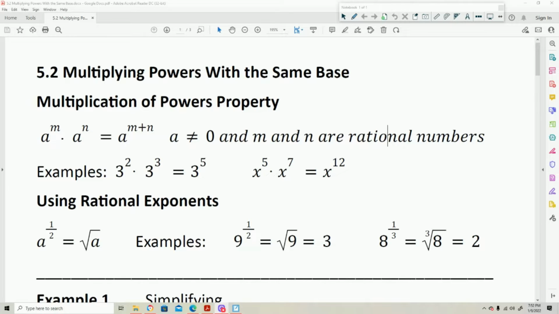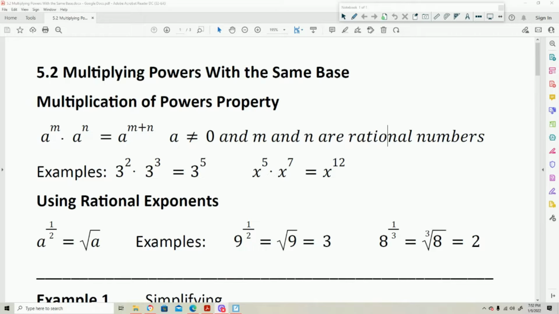So if I have a to the 1/2, that is the same as the square root of a. In other words, what number multiplied by itself equals a? Looking at this one, 9 to the 1/2 is the square root of 9, which is simply 3, because 3 times 3 is 9. The square root of 9 is 3.